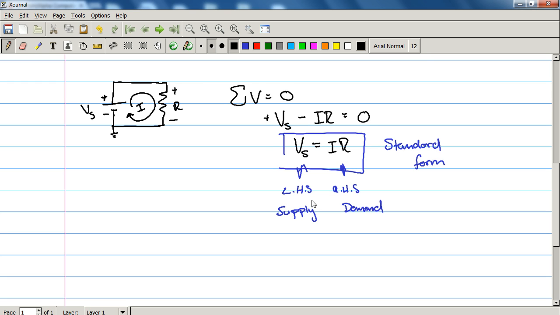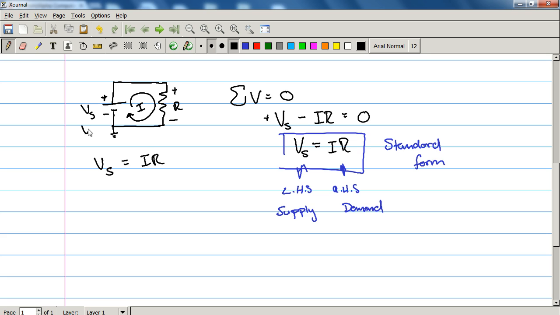Now, obviously, direction is going to matter on both sides, depending on the situation, which we'll talk about a little later when we get to some weirder problems. But before that, let's just go ahead and solve this, as a friendly reminder as to how this all works. So Vs has to equal IR, and we're trying to solve for I.